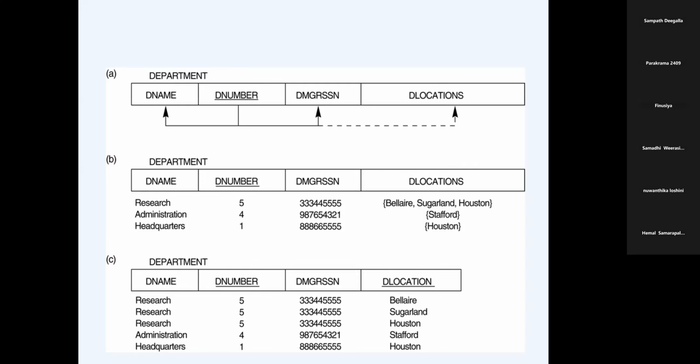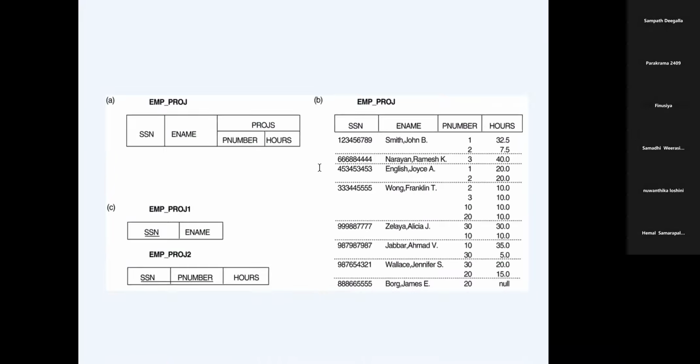Right. So when you start with A, A and B represent the same thing. These table structures, the relations, are not in first normal form. Similarly, you can also see the same thing here as well.